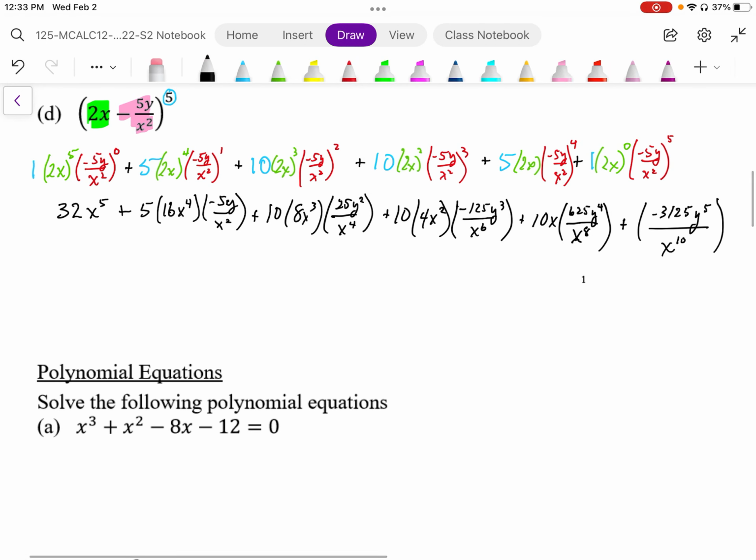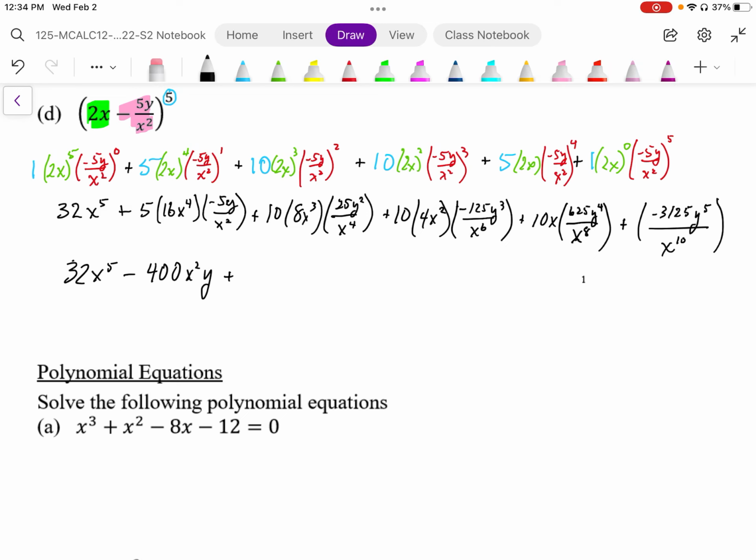Okay, and then simplifying this, we get 32 x to the power 5 minus, this becomes minus 25 times 16, that's going to be 400. x4 cancels with x squared, so we end up with x squared y. So what ends up happening is the y is going to increase by power of 1, and the x will decrease by power of 3.